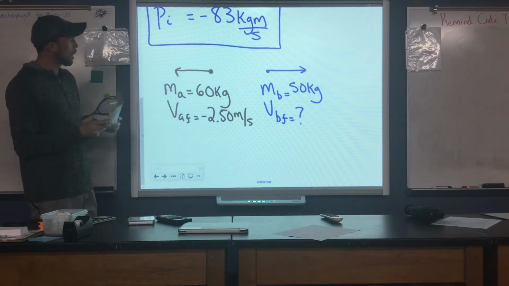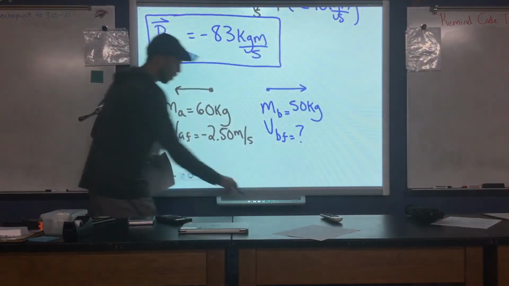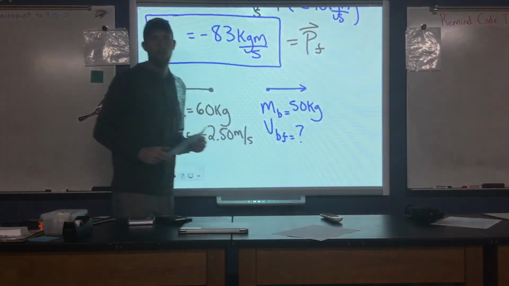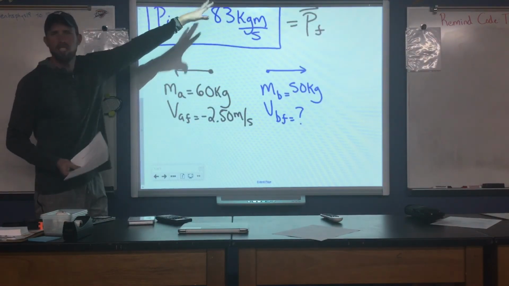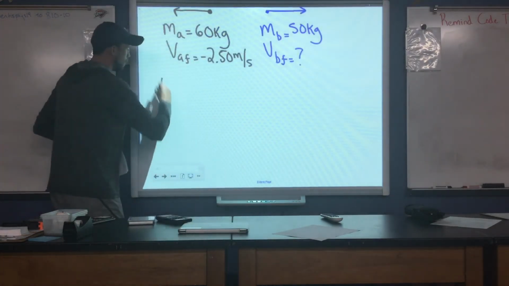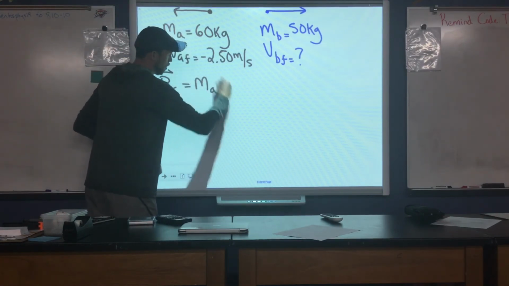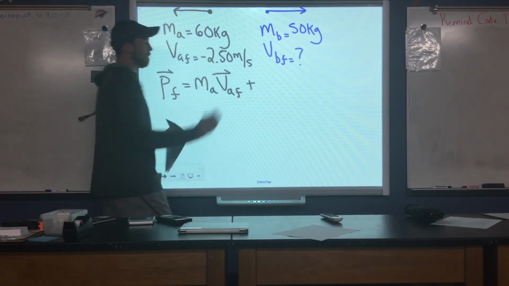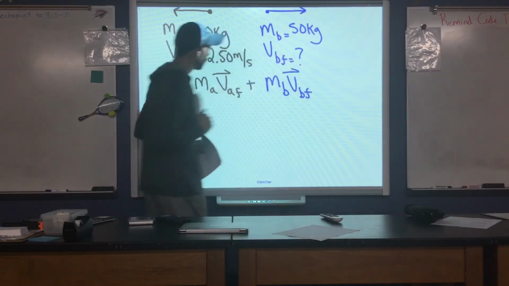So again, as we mentioned earlier, we're not told anything about the objects experiencing a significant external force. So we can probably assume the momentum we start with is equal to the momentum we end with. So let's set up an equation for the final momentum and then use this number to help us find what we're looking for. So momentum final here would be the momentum of object A, mass of A, velocity of A, plus the momentum of object B, mass of B, final velocity of object B.